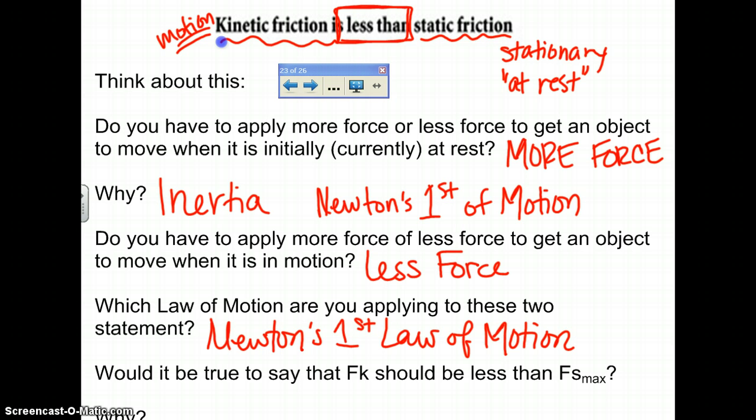So, would it be true to say that F of K should be less than Fs max? So once again, now that we've discussed this, let's go back to our leading statement here. It says kinetic friction is less than static friction. Is that a true statement? Should your Fk values be less than your Fs max values? Yes. And once again, it's because of Newton's first law. It's because of inertia that these objects are going to act that way. Okay, very cool, guys.